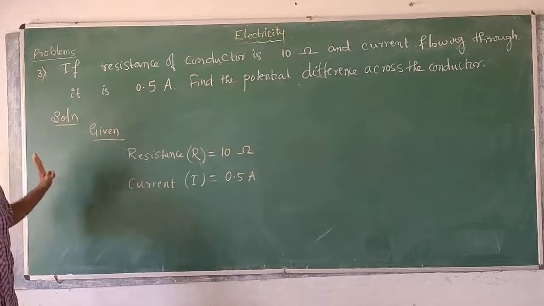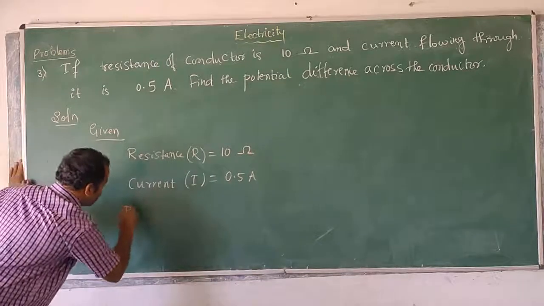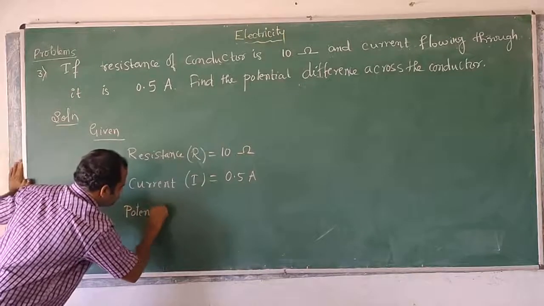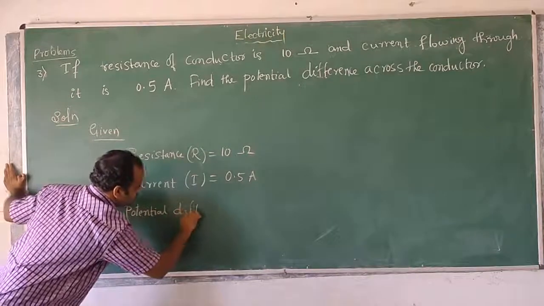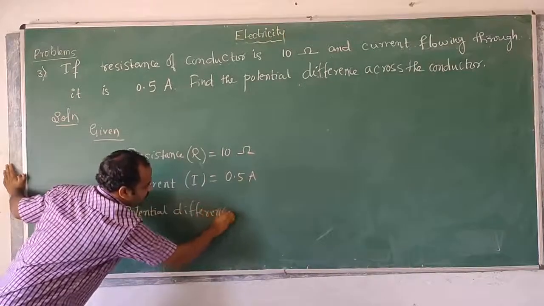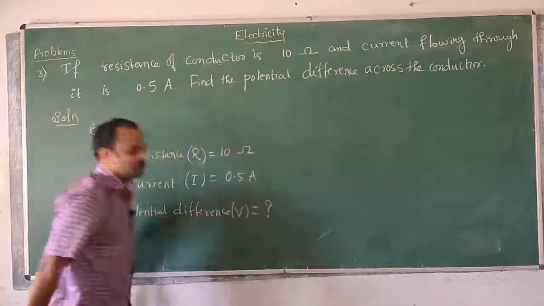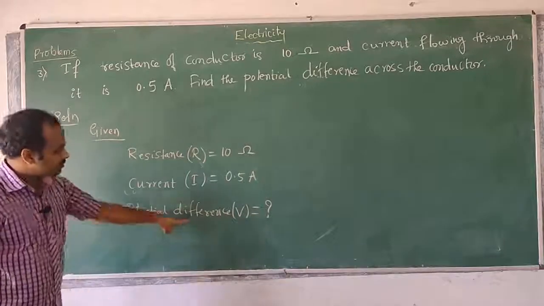We have to find the potential difference across the conductor. So what should we do? We have to find the potential difference V. V equals question mark. We have to find the potential difference V.